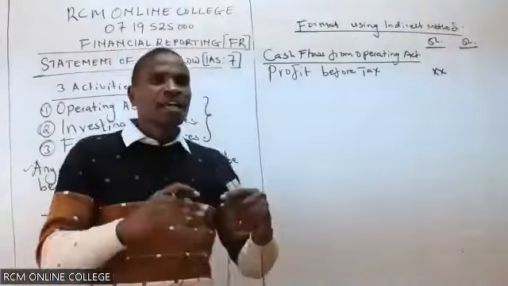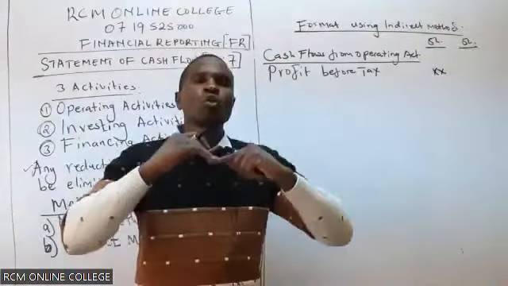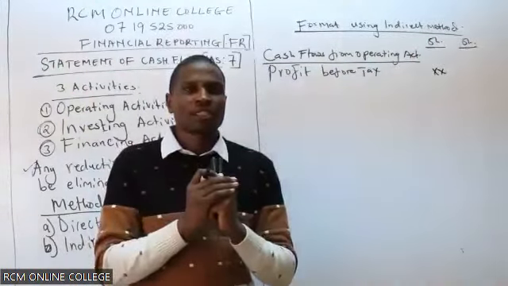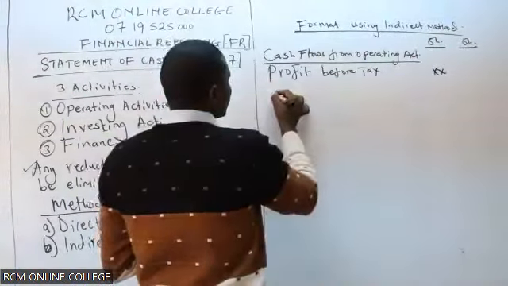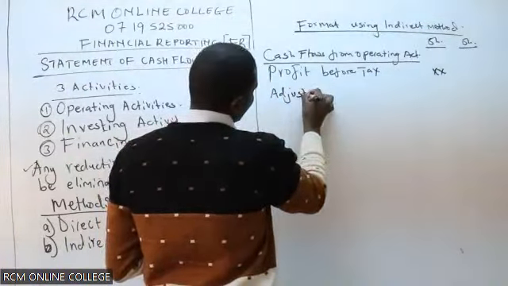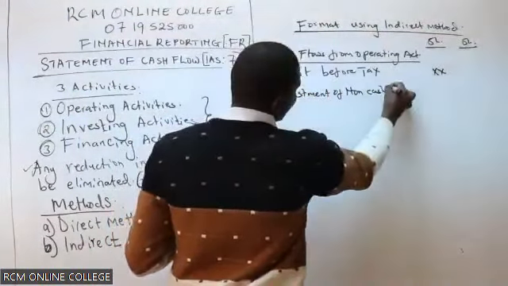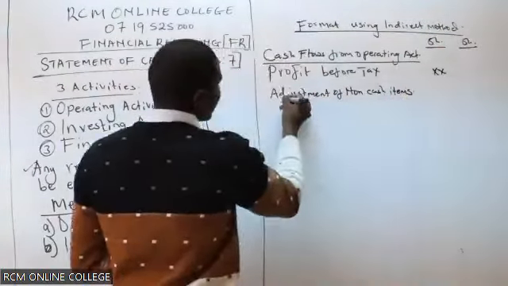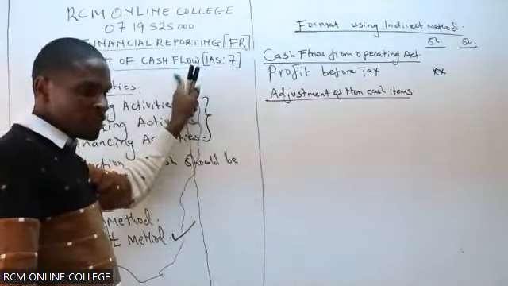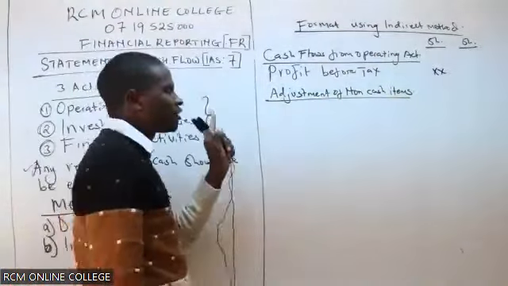So in that case, if you are where we have the profit before tax in the income statement, you look upward. Those items that are upward, we call them adjustment of non-cash items. This will not change. I am telling you that this will remain like this, unless the standard is changed.